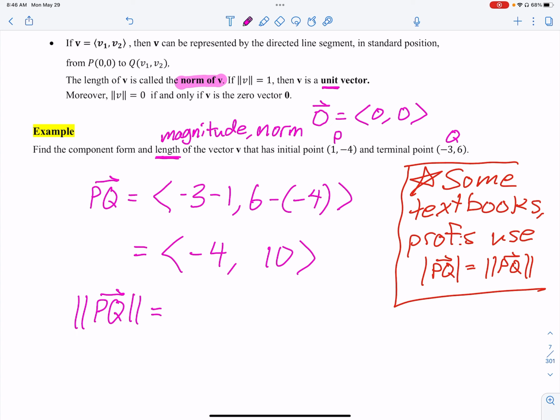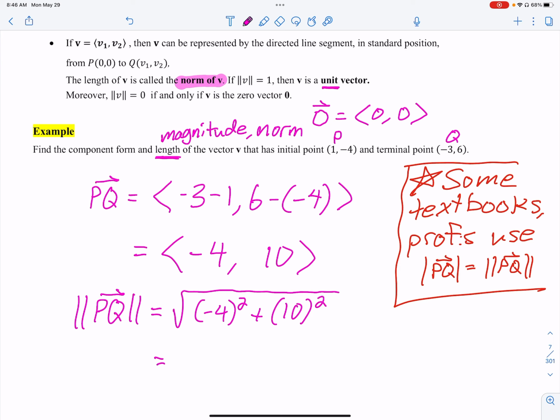But I do want to give you a warning that you may see a problem that says that, and you just have to read the room, right? PQ is a vector. Okay, it doesn't make sense to take absolute value of a vector. It only makes sense to take the magnitude of a vector. Okay, so let's take our magnitude. So this is going to be the square root of negative 4 squared plus 10 squared.